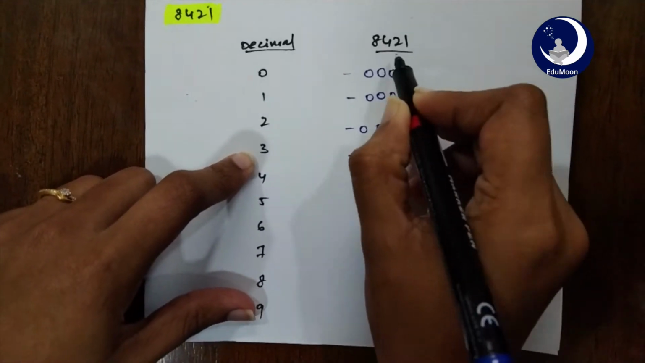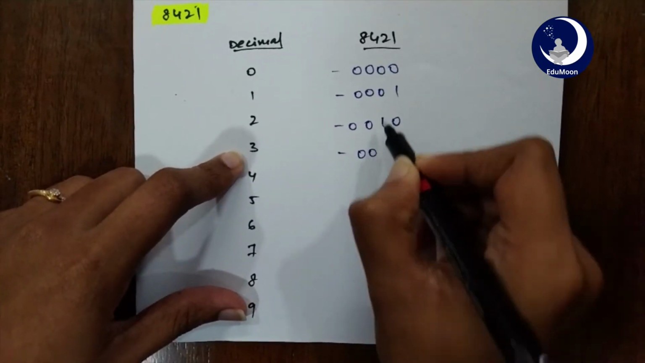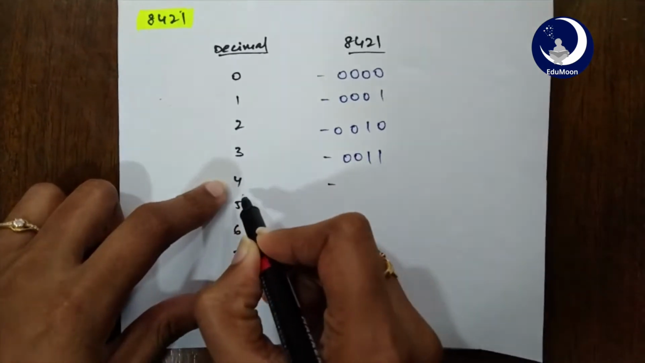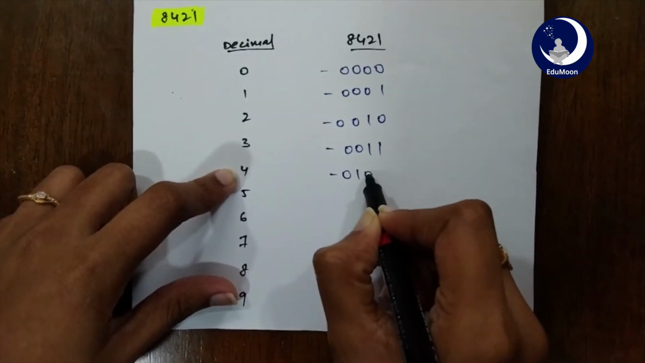Similarly for 3, 2 plus 1 is 3, right? So according to those weights, 8 and 4 are 0, and 2 and 1 stand for 1, 1. So this value 2 plus 1 will be a 3. Now 4. Only 4 we need to turn to 1. So 1, 0, 0.